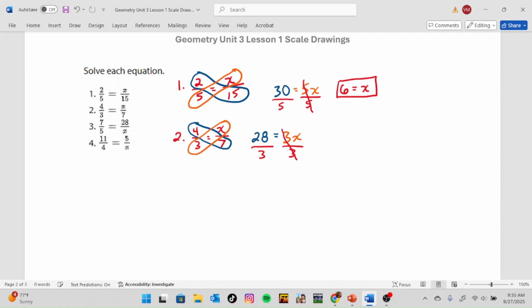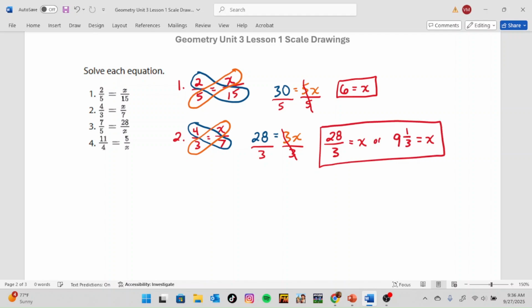Anything divided by itself becomes 1. So I now have 28 over 3 equals x. If I wanted to write this as a mixed number, that would be 9 1/3 equals x. So this is how we could find the missing x.